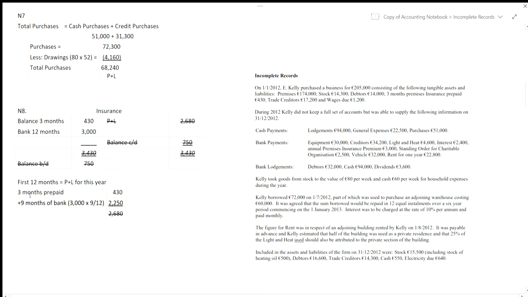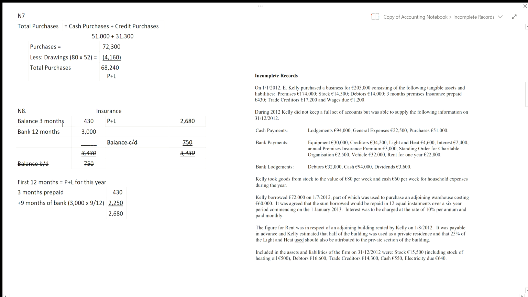So for my P&L figure, I'll have 3 months here at the start plus 9 months. How do I get the 9 months? We'll take that 3,000 figure and multiply it by 9 over 12. You get 9 months out of the 3,000 to be 2,250. So if I add up the 430 and the 2,250, it tells me here that I've spent 2,680 euro on insurance for this year. So that money obviously is my P&L figure, because my P&L is focused on what expenses you have for this year.